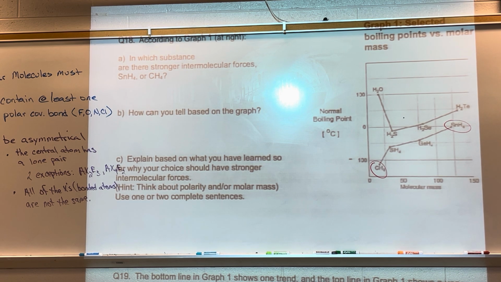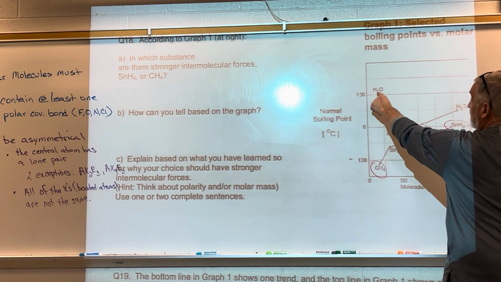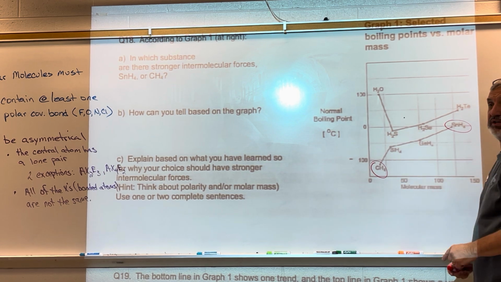You can make it more polar. All right, so we're looking at that. Okay, so there's there. Now, I want to keep on the graph here, but the bottom line in graph 1 shows one trend, and the top line shows a very different trend. Okay, so now all of a sudden we got these anomalies. So we got to figure this out.